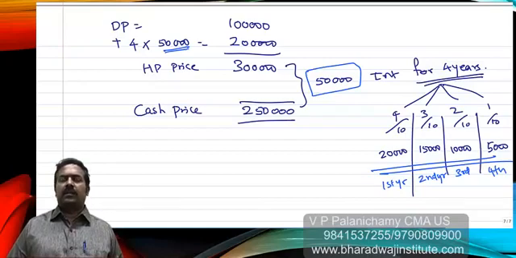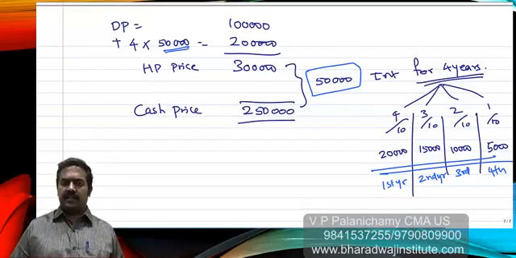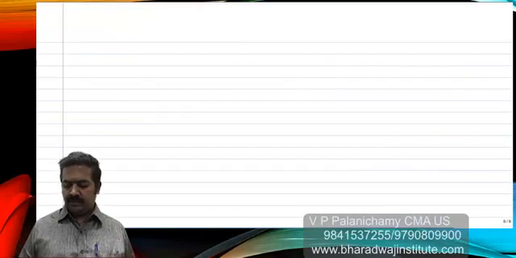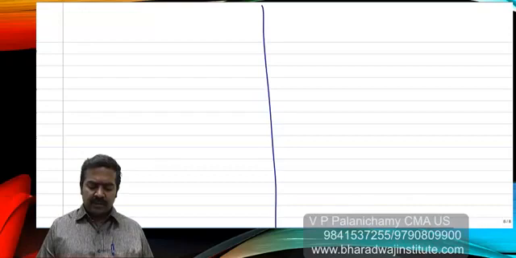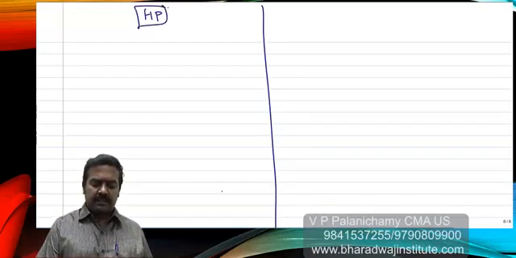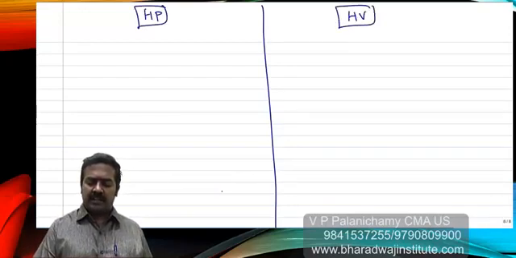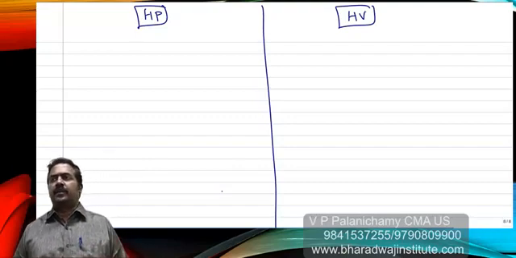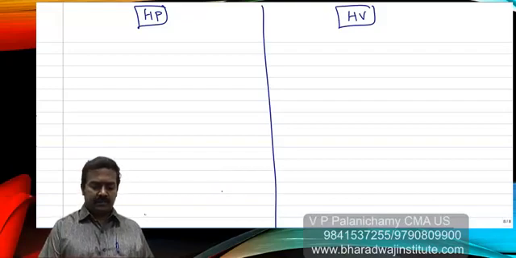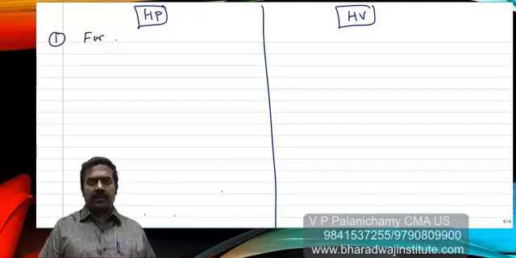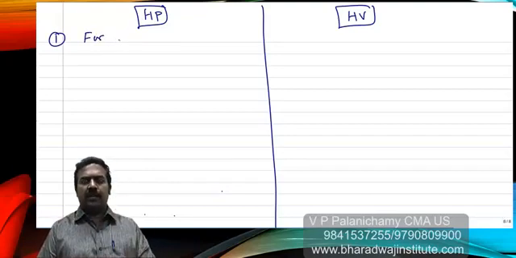Start. Accounting entries or journal entries. I request you to split your notebook into two columns. First column for hire purchaser, the buyer. Second column for hire vendor. Listen to this. At the end, I will give you time to copy.